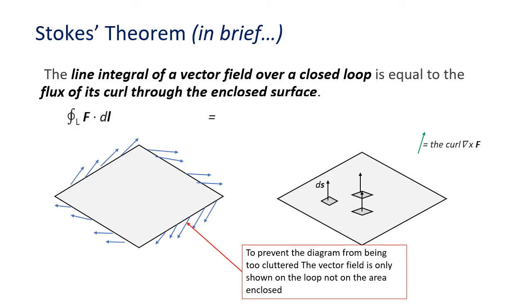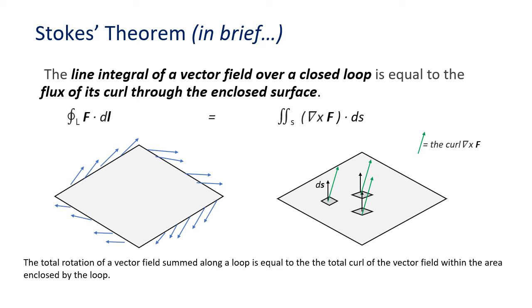Now we've covered curl, I'll briefly go through Stokes' theorem. This states that the line integral of a vector field over a loop is equal to the flux of its curl through the enclosed surface. So mathematically, this is how it's expressed. So if you can see, the total rotation of a vector field summed along a loop, the line integral, is equal to the total curl of the vector field within the area enclosed by the loop.